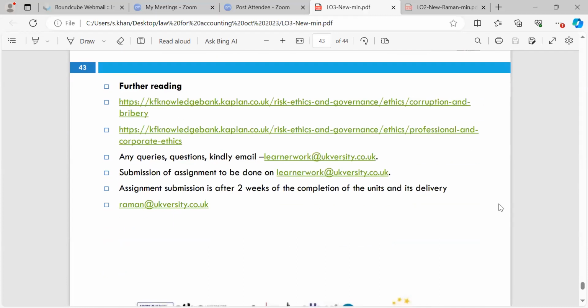So, some further reading that you could do. We've finished learning outcome 3 now. This is some further reading that is on Moodle, but you can also link on here: Knowledge Bank, Kaplan, Ethics and Governance. Any questions or anything you need to ask, you need to be emailing. Again, the link is there, learnerwork@UK Varsity. Submission of the assignment is after you finish the last learning outcome, which is tomorrow.